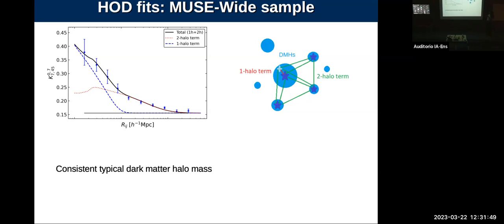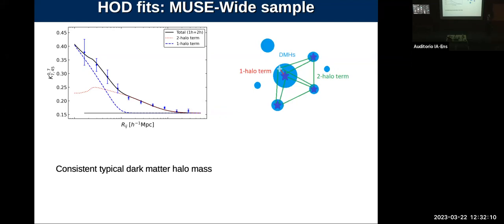And I also plotted two different contributions. In blue, you see the contribution from the one halo term, so from pairs of galaxies that belong to the same dark matter halo. And I also separated it from the two halo term, the clustering contribution that comes from pairs of galaxies that belong to different dark matter halos.